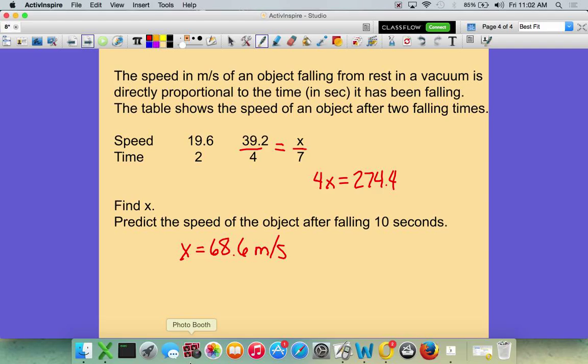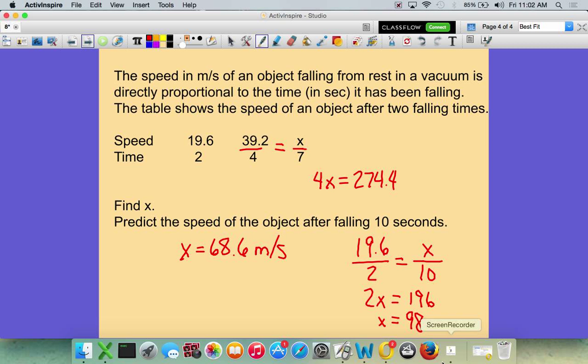Alright, now we need to predict the speed of the falling object after 10 seconds. So we could set up proportions here. We could go 19.6 over the 2 seconds equals x over 10. 2x equals 196. X equals 98. And our label again here would be meters per second.